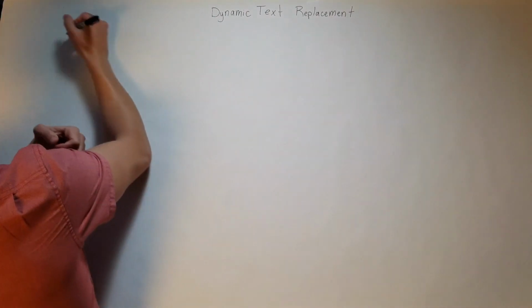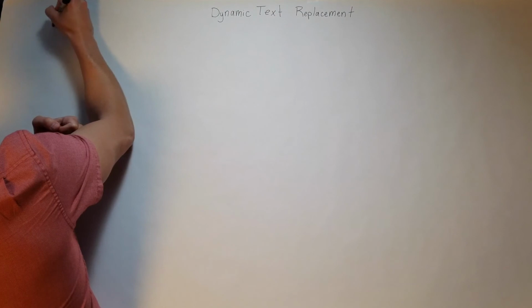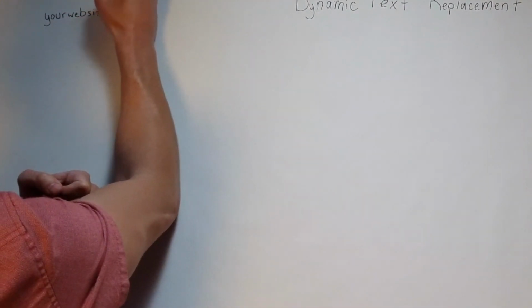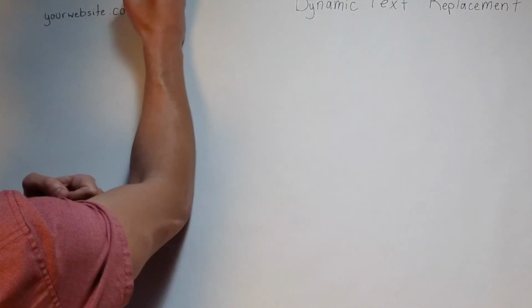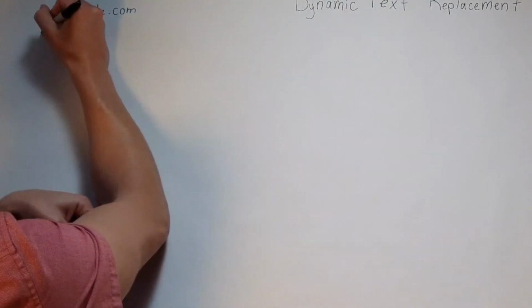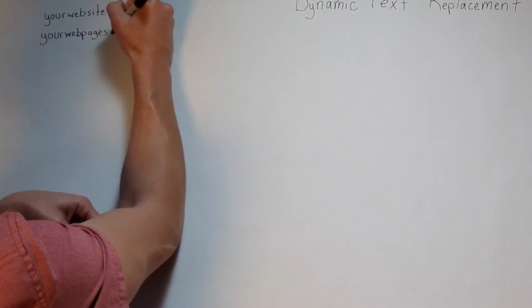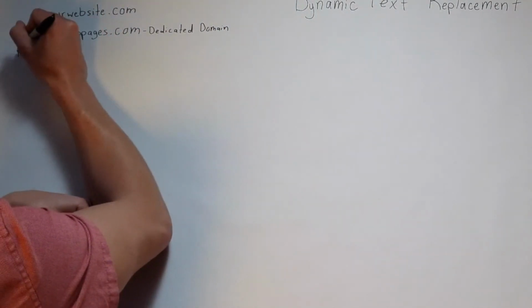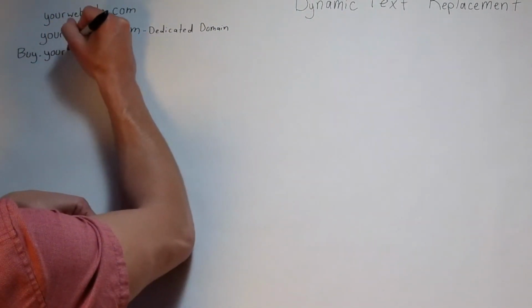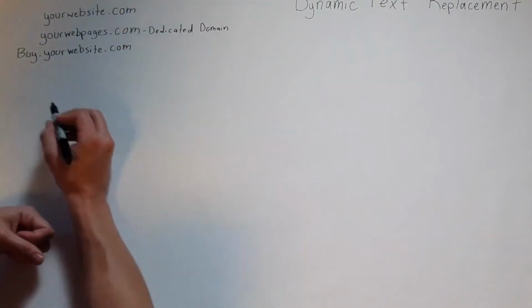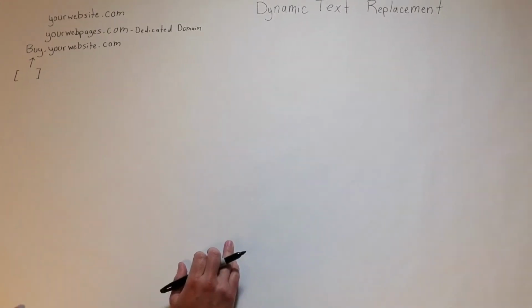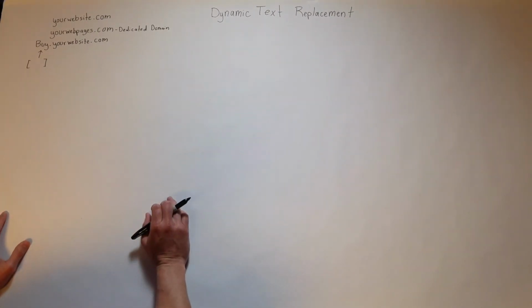Before we get into the dynamic text replacement, I just wanted to touch briefly on the different domain options that you have within Unbounce. So as you know, you probably have a website. Let's just call it yourwebsite.com for now. With Unbounce, you can have a dedicated domain directly for your landing pages, such as yourwebpages.com, or you can add a prefix to your website, such as buy.yourwebsite.com or offer.yourwebsite.com or info. You can pretty much add any prefix you want. And you can also set up cross-domain tracking so that your analytics get recorded just like your website would.